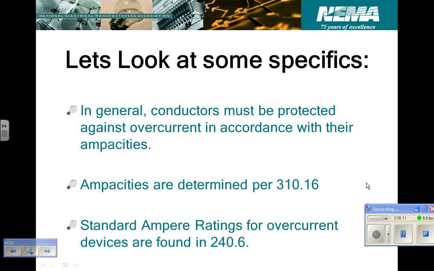Okay, in general, conductors must be protected against overcurrent in accordance with their ampacities. Ampacities are determined by 310.16 in the code book. Standard ampere ratings for overcurrent devices are found in 240.6.